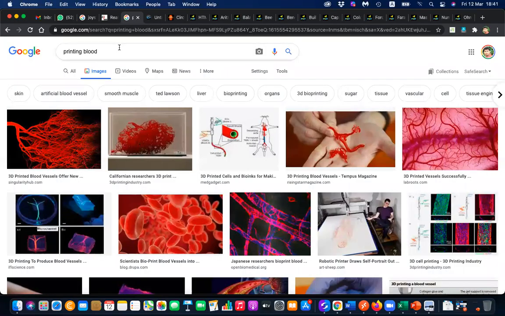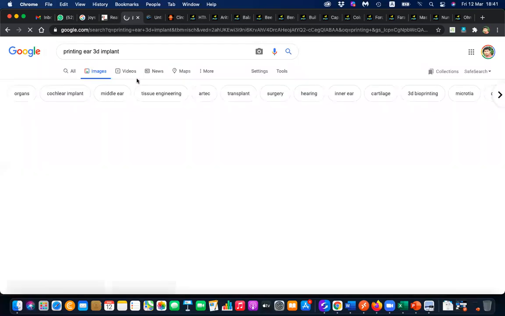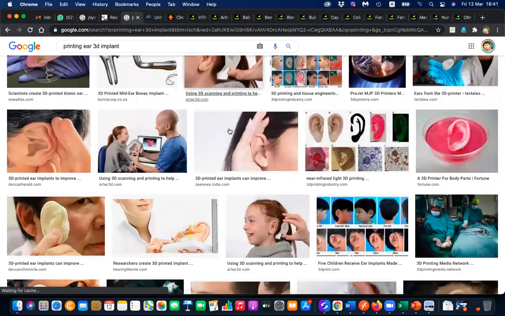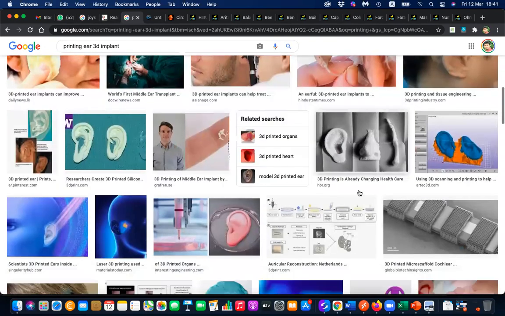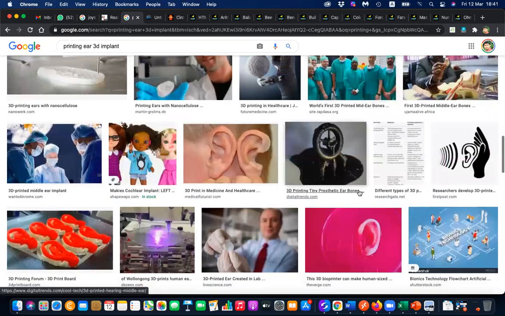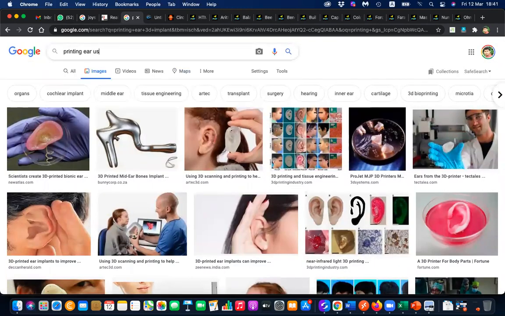Printing organs, this is not artificial, right? It is artificially printed, but it can be naturally attached to our organs. Printing an ear. This is an artificial one, but it can be printed even using cells.